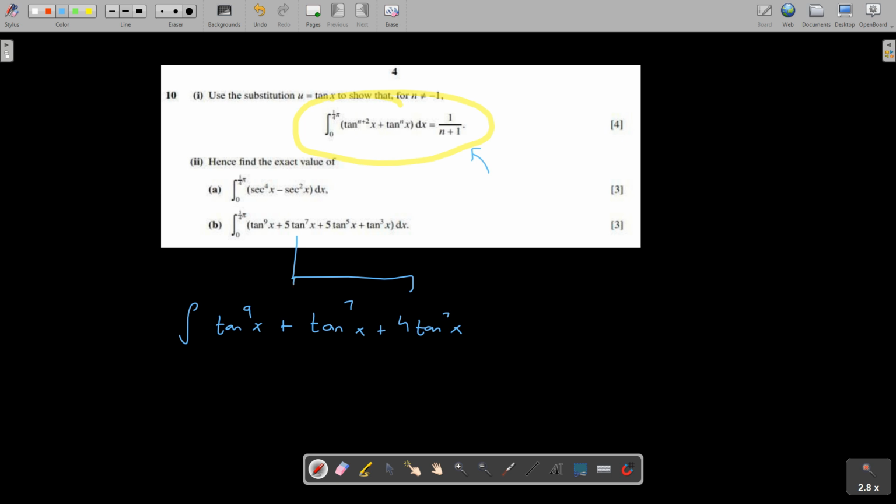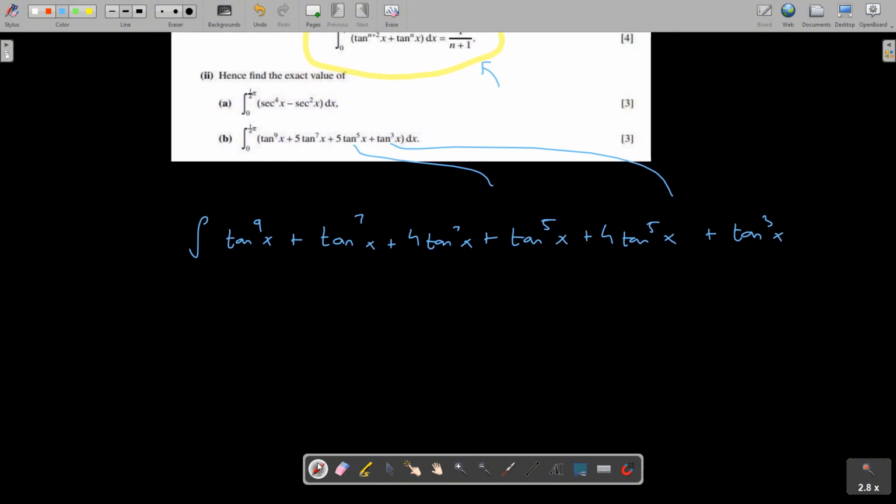So this can be written as this right here. Now, how about 5 tan power 5x? This can be written as tan power 5x plus 4 tan power 5x. And this can be just written like we normally do, tan power 3x. Now, this will make my life a lot easier if I just rearrange this properly. So I'll do that. I'll just write this as the way it was, these two, I mean. Tan power 7x, all right?